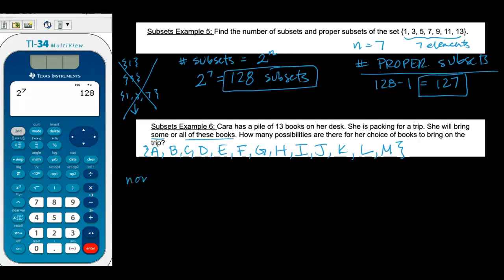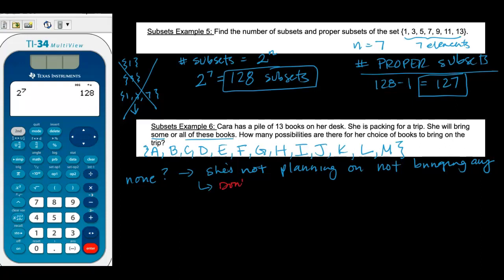So what about none? Is that a possibility? Does it say anything about that? It doesn't. It says she's going to bring some or all. So I would say this is not a possibility. So she's not planning on bringing none, or on not bringing any. And if we think about listing our subsets out, what does none apply to? Well, it applies to the empty set. So let's not include the empty set as an option, because that's not an option. She's not going to not bring any books.